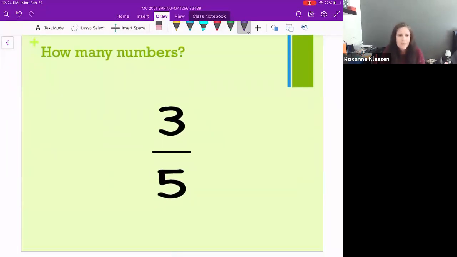This is a great question. How many numbers do you see here? Get it ready in the chat. How many numbers do you see here? Everybody have an answer? Okay, 3, 2, 1, go. Look through here. Look at those things you see there. You see 2, you see 1, you see 3.